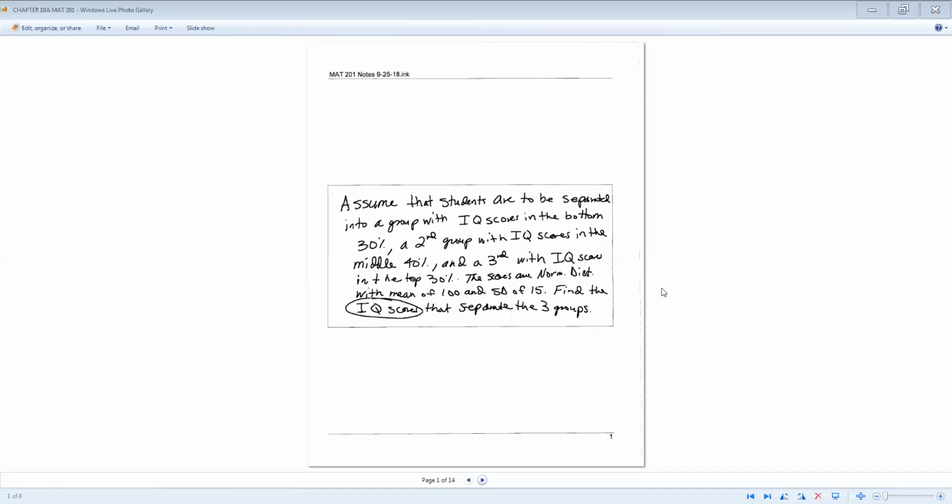It says, assume that the students are separated into a group with IQ scores in the bottom 30% and a second group with IQ scores in the middle 40% and a third with IQ scores in the top 30%. The scores are normally distributed with mean of 100 and standard deviation of 15. Find the IQ scores that separate the three groups. So we don't want the z-scores, we want the actual IQ scores that separate the three groups.